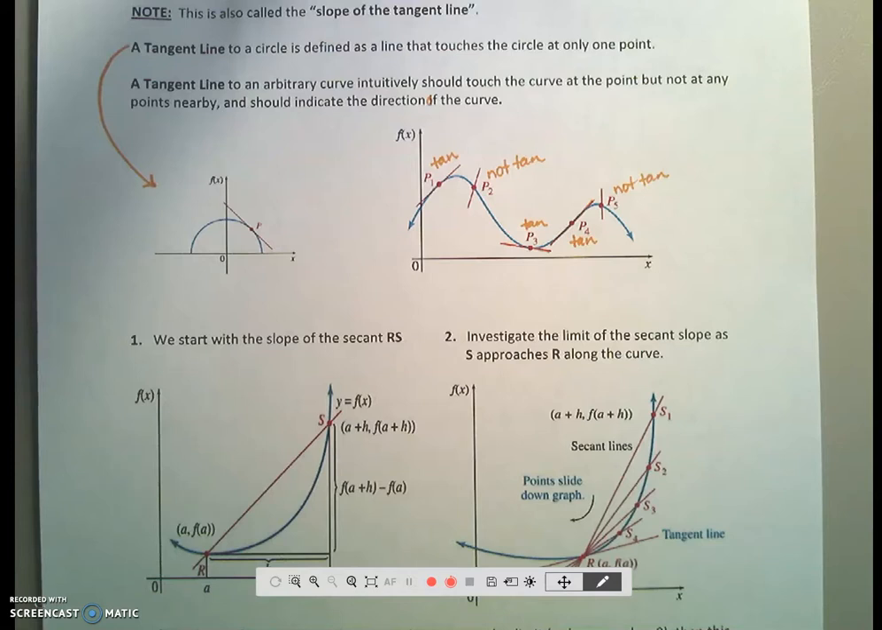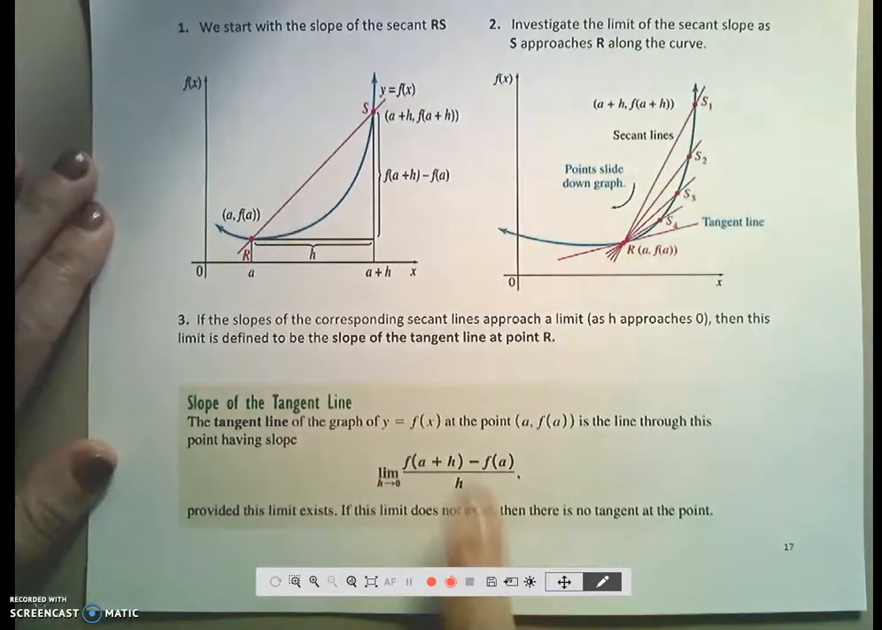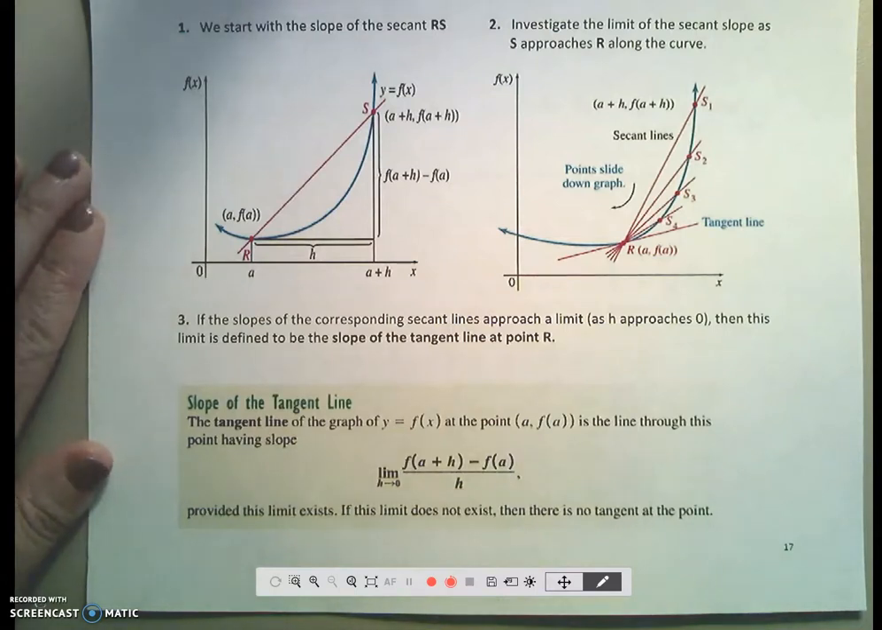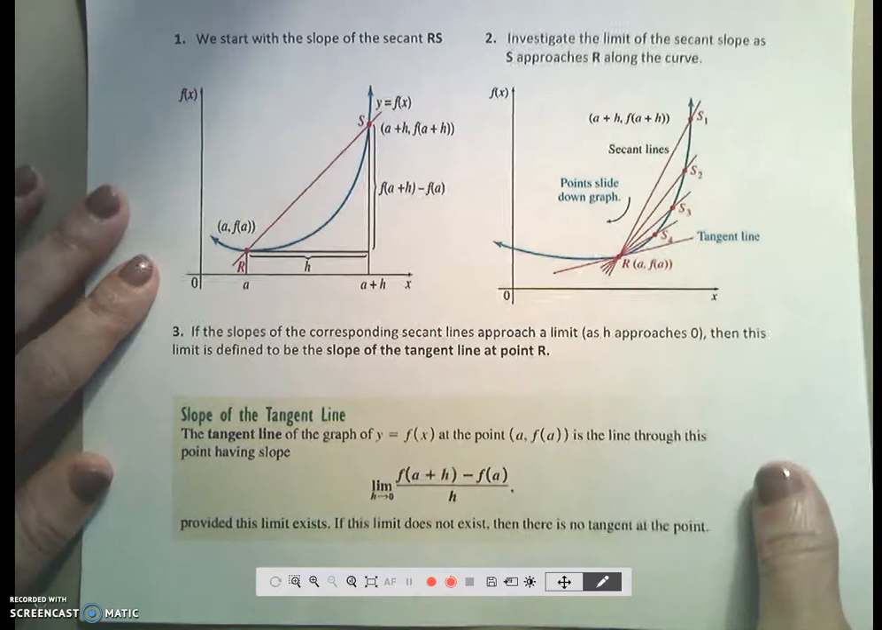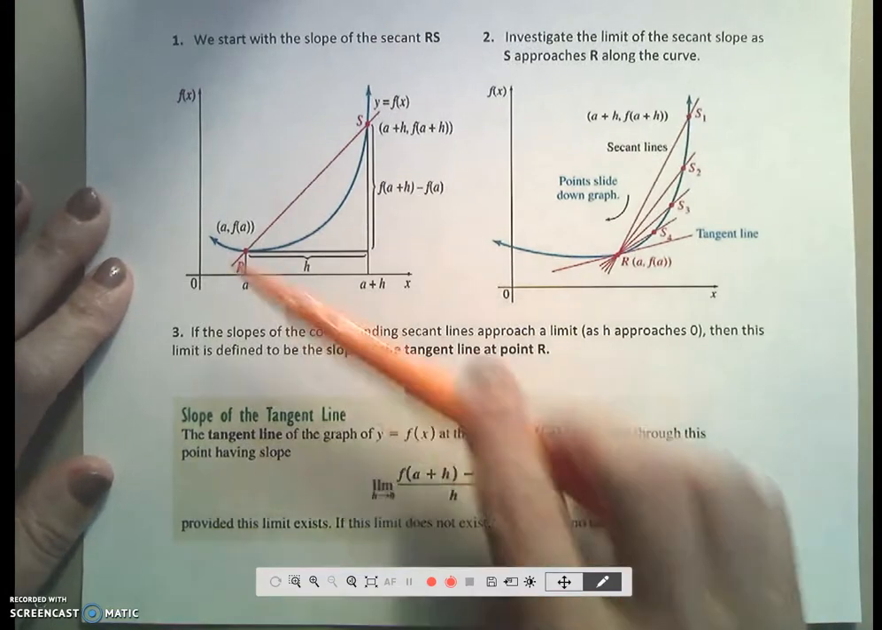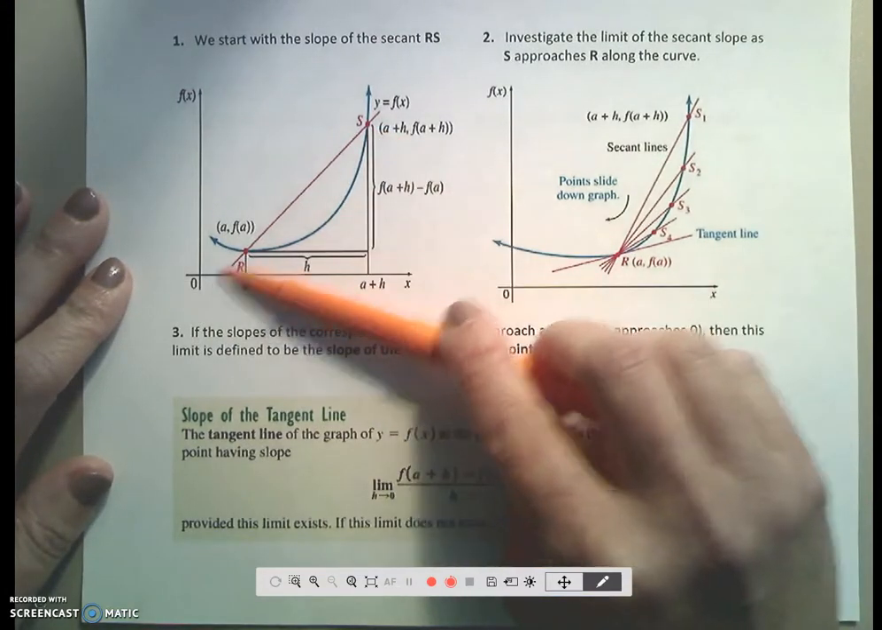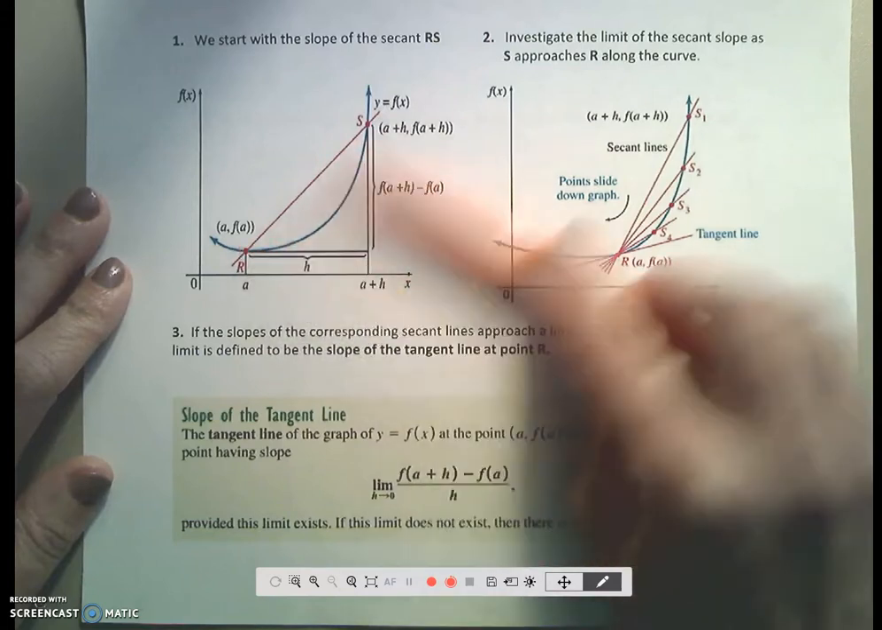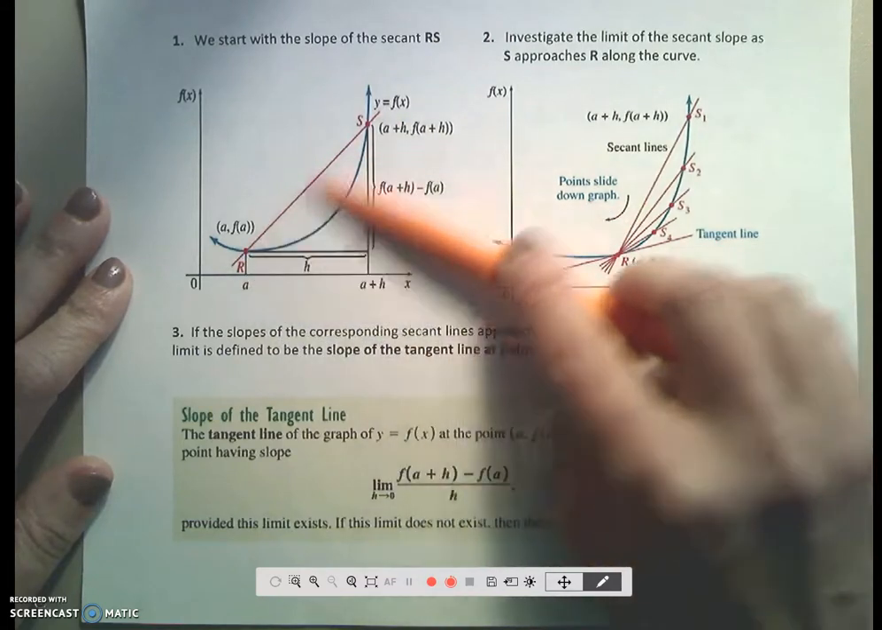So that's the first thing: you have to be able to recognize what tangent looks like on a graph. Now I'm going to develop the formula that we had on the last page, and I'm going to do it graphically. And this definition at the bottom is the exact same thing as what was on the previous page. So we're going to start with a secant line. We're going to go from R to S. You see how we're cutting across the curve in two places? So that's a secant line.